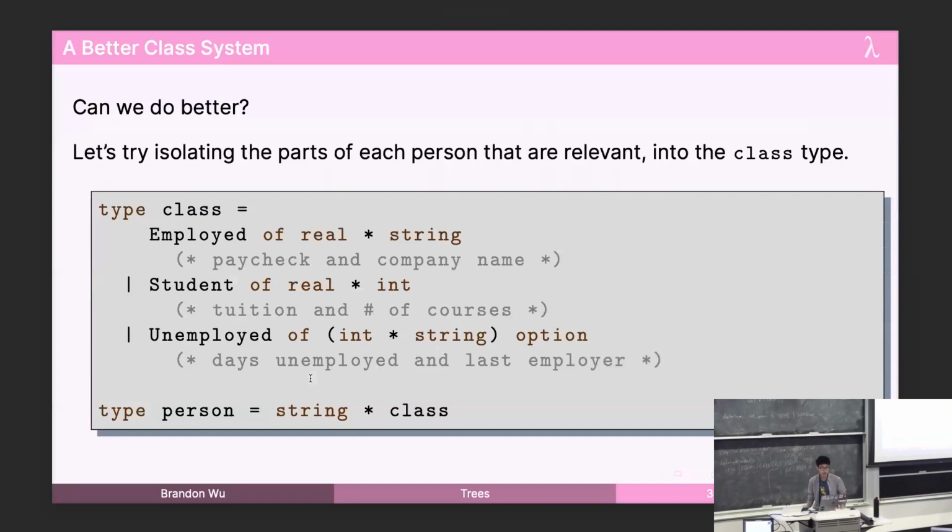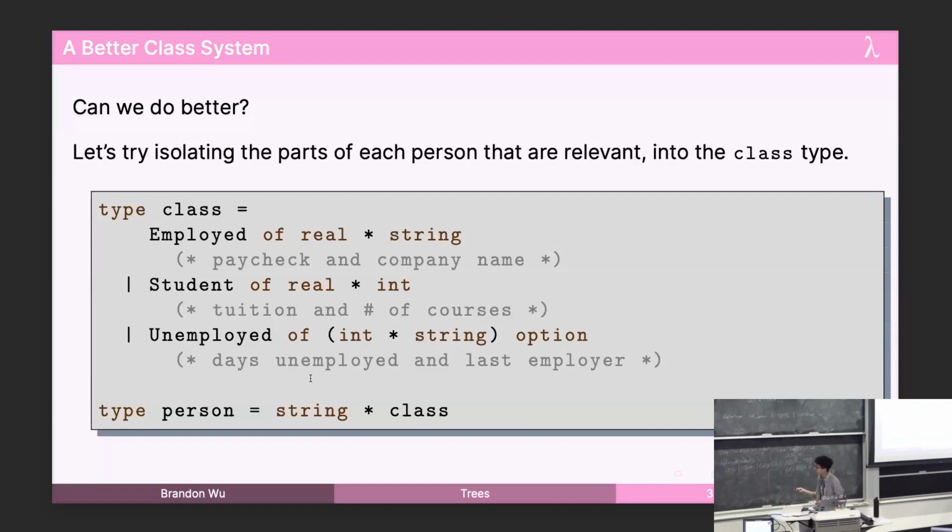This will be our new type. Now, instead of having employed and student and unemployed be unaffiliated tags, we're going to put the relevant data with the constructor. So employed is a constructor that takes in 2 things, a real and a string. It takes in the paycheck and the company name, because those are the only fields that matter to someone that's employed. A student takes in a real and an int tuple, because the only 2 things that matter to a student are the real, which is their tuition, and the number of courses they're taking.